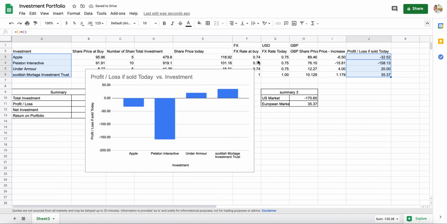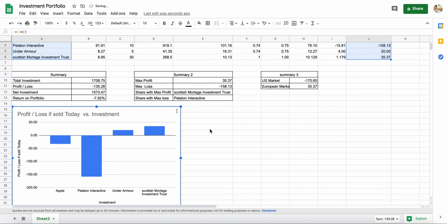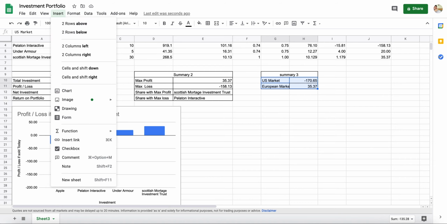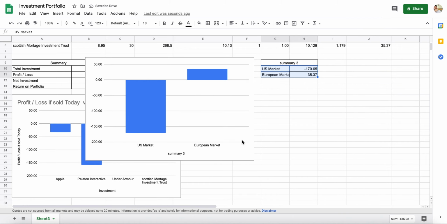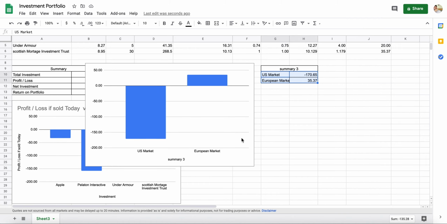There we go. So that's the first chart, where it can give you a little idea of how your total investments or how your portfolios have been performing. That's great. Now one more visualization chart you can use is between US market and the European market. So you can plot these as well in a chart. Great.